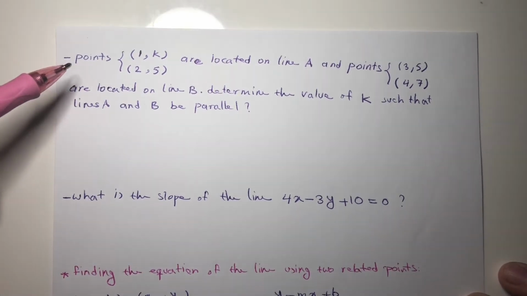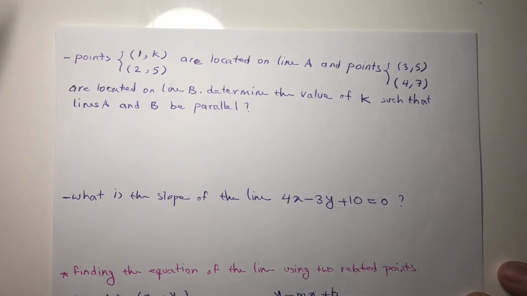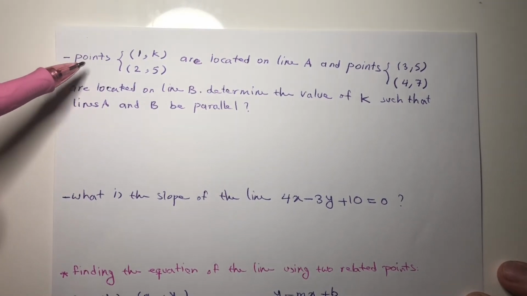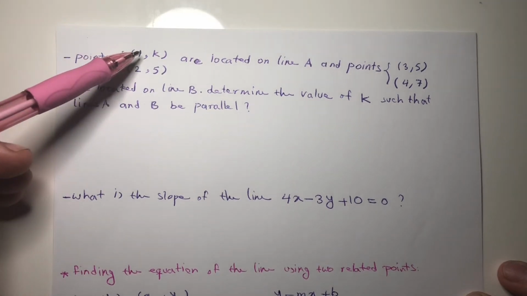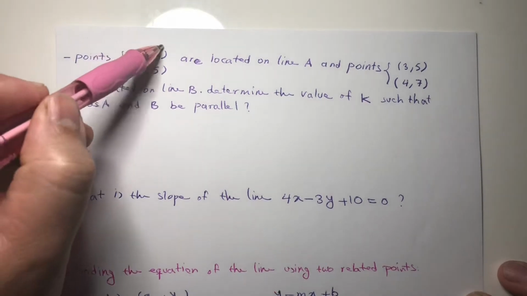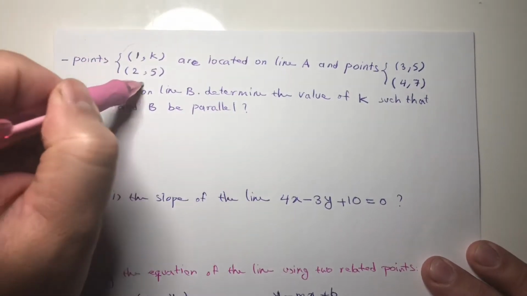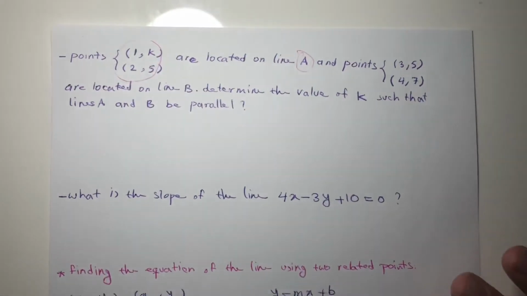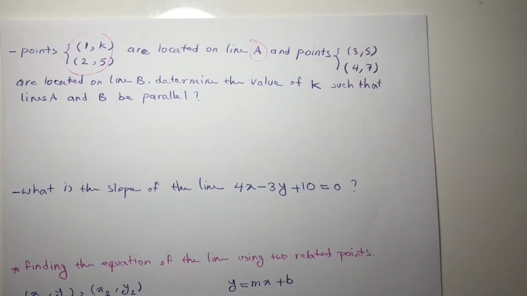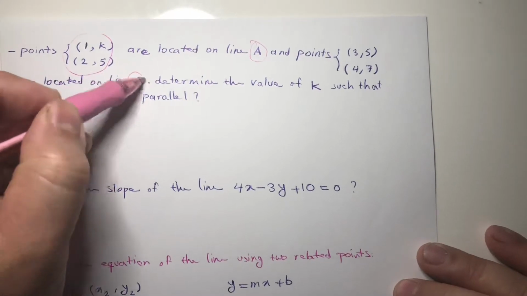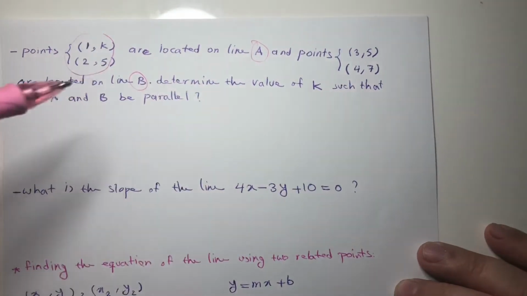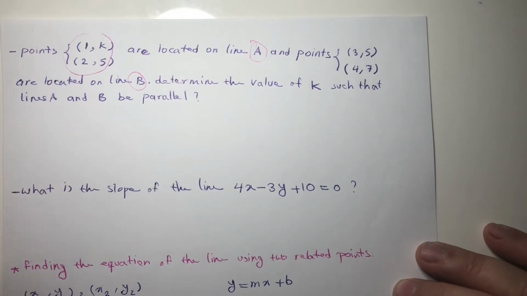For the first question that we are going to solve, we have two points with the coordinates (1, k) and (2, 5). These two points are located on line A, right? And we have two other points, (3, 5) and (4, 7), that are located on line B. We want to find the value of k such that lines A and B are parallel.